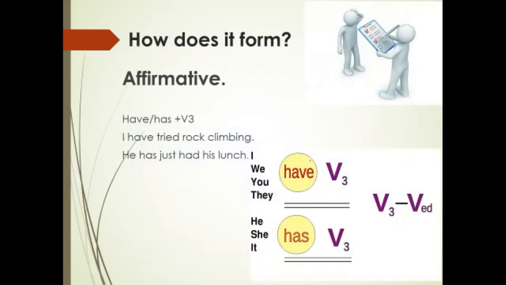Affirmative sentence in present perfect. We have to put have or has. It depends on the pronouns, and the third form of the verb. Speaking about have or has, if we have such pronouns as I, we, you, and they, we have to add the verb have. And we have to add the verb has to the pronouns like he, she, and it.